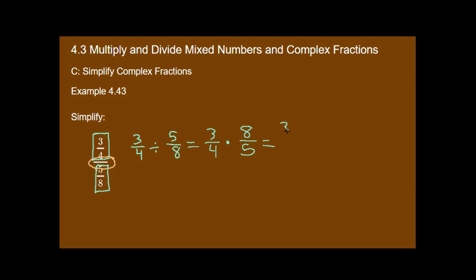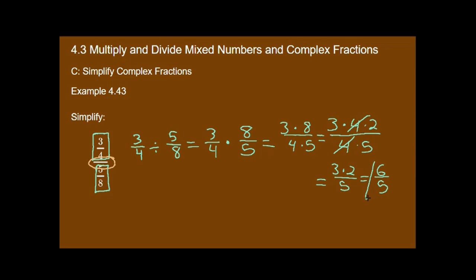Let's go ahead and do 3 times 8 divided by 4 times 5. And then I'm going to factor the 8. I know that 8 is 4 times 2, 4 times 5. And I have a 4 on the top and a 4 on the bottom, so I can cancel those out. And that leaves me with 3 times 2 divided by 5, which is equal to 6/5. Okay, so now this is our answer.